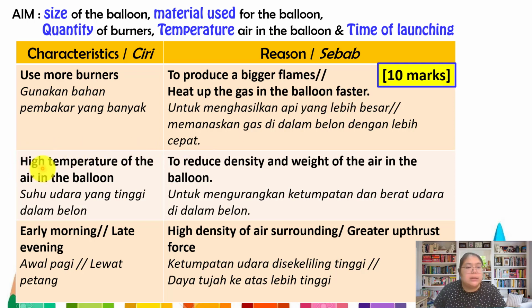Okay, number 4, the temperature of the air in the balloon must be high, because you have more burners already. The temperature must be higher. Higher for what? To reduce the density. The density of the air in the balloon will drop. After that, the weight of the air in the balloon will also drop.